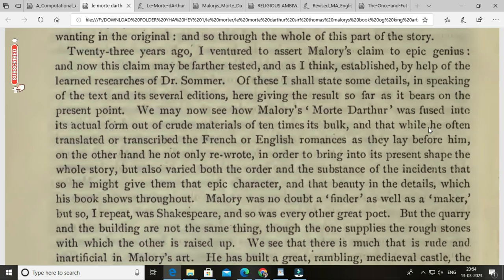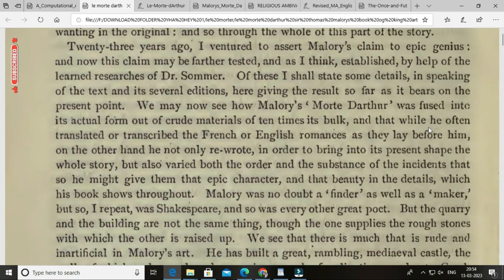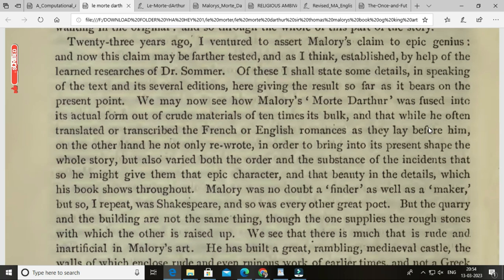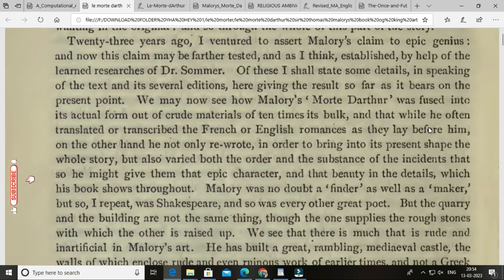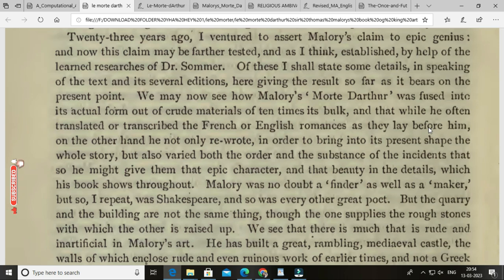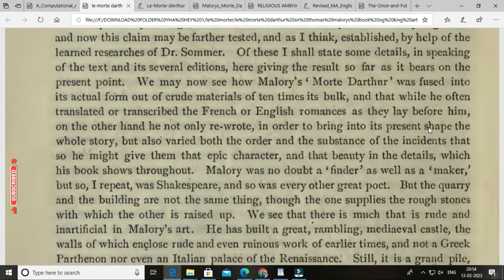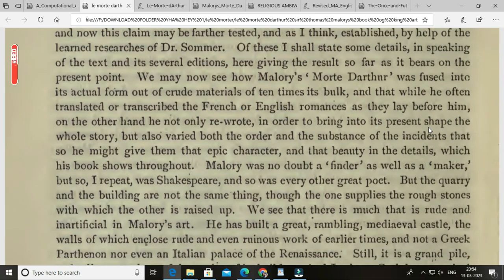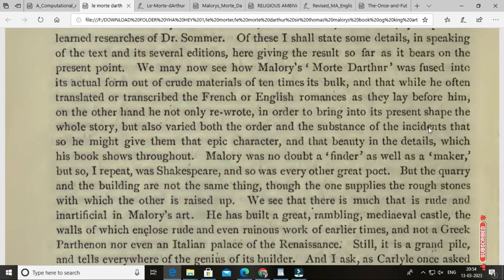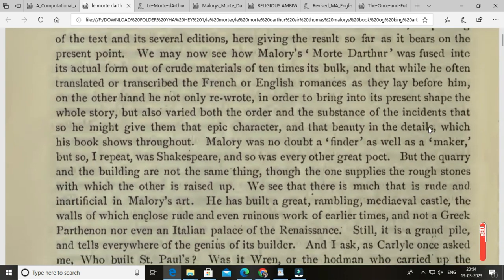Of these, I shall state some details in speaking of the text, its several additions, yet giving the results so far as it bears on the present point. We may now see how Malory's Morte d'Arthur was fused into actual form out of crude materials of ten times its bulk, and while he often translated and transcribed the French into English as the romances lay before him.